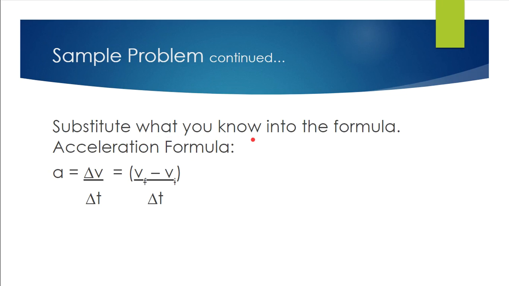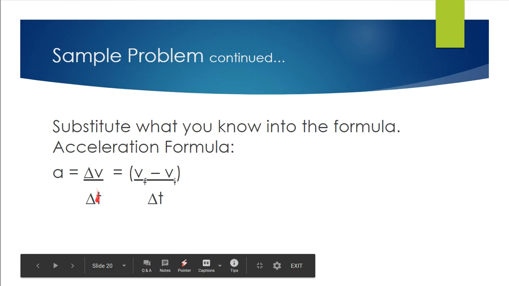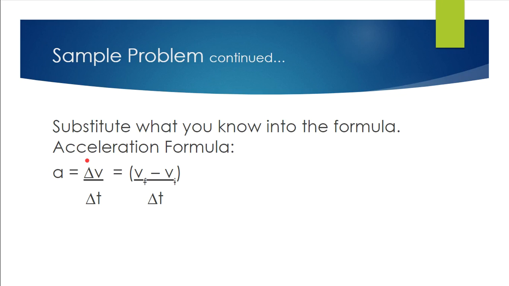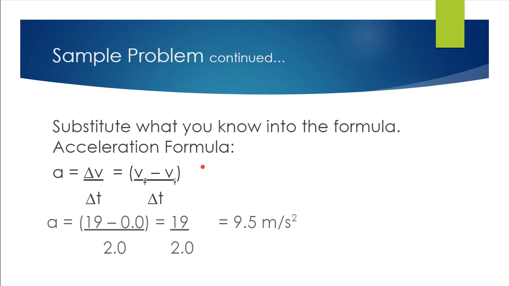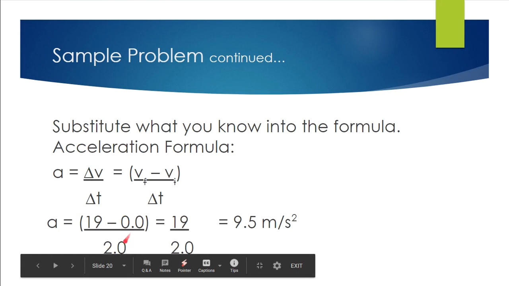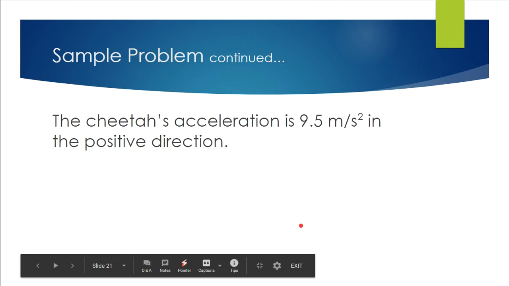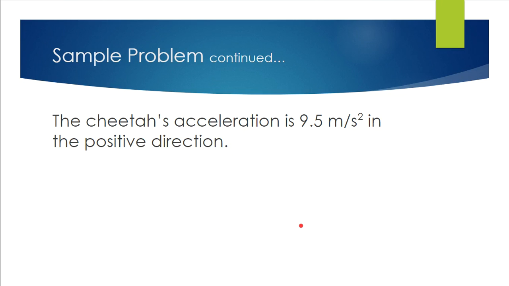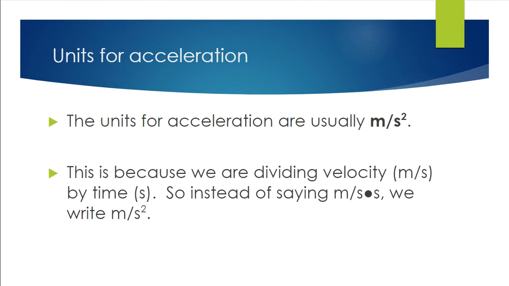Substitute what you know in the formula for acceleration. So we have our formula for acceleration, and we need to make sure we grab the correct one. We add in our known values, and we should get 9.5 meters per second squared. The cheetah's acceleration is 9.5 meters per second squared in the positive direction.